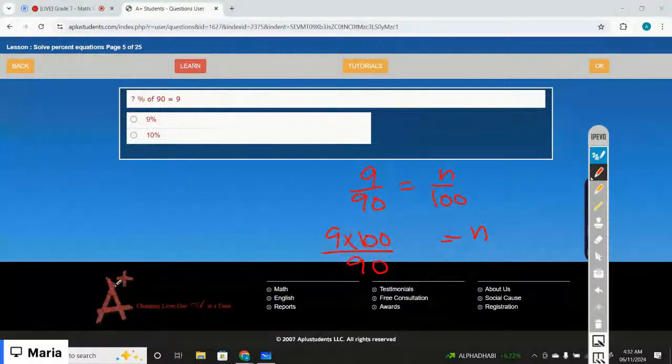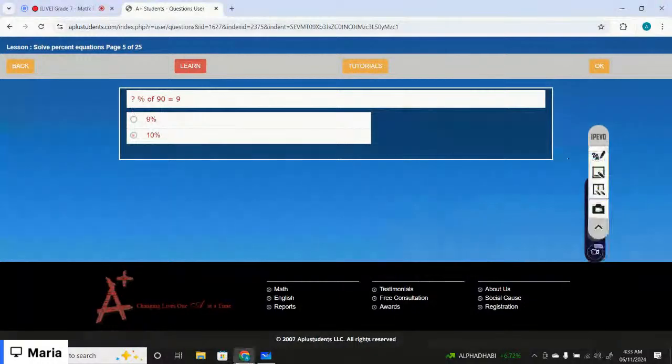So which is the correct option? It is 900 divided by 90. So the correct option is 10%. It is right. Option number 2 is the correct option.